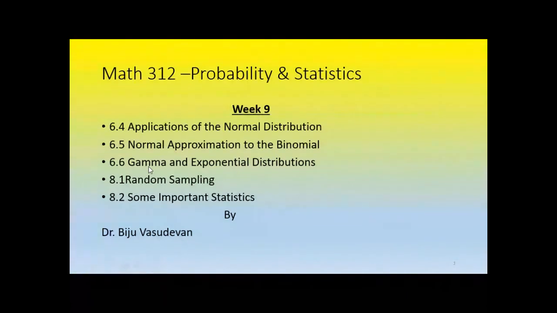Approximation of normal distribution to the binomial. And we will see two new distributions for the continuous case called gamma and exponential. They are related. And then we end up with random sampling, some introduction to sampling techniques.